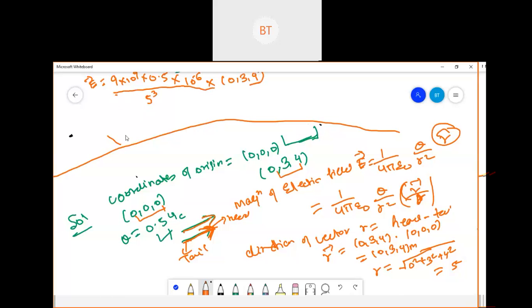If you calculate, 5 cube is 125. So 9 into 10 to the power 9 into 0.5 into 10 to the power minus 6, divided by 125, gives 36, times the coordinates (0, 3, 4) in volt per meter. If you multiply all those things, you will get (0, 108, 144) volt per meter, or newton per coulomb.